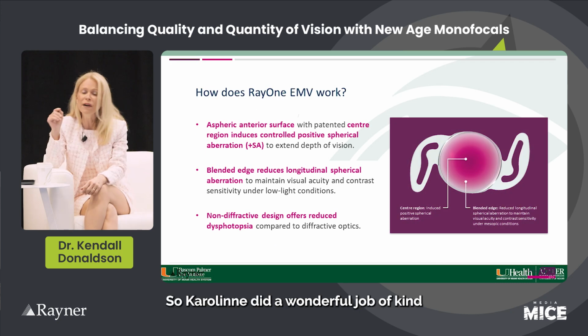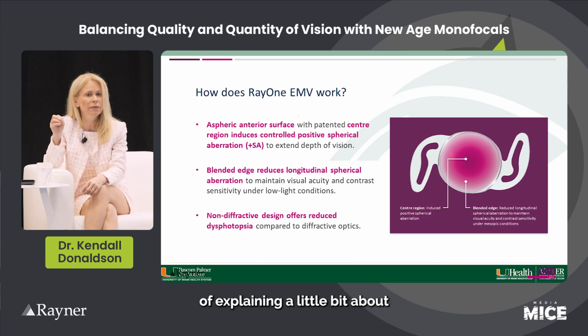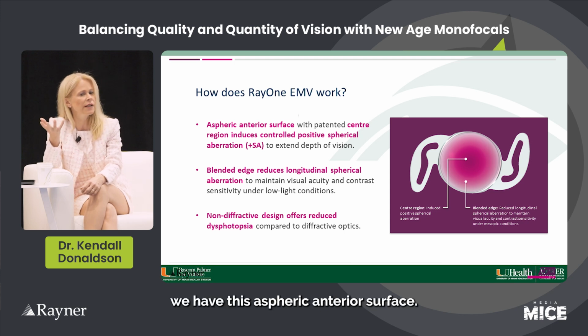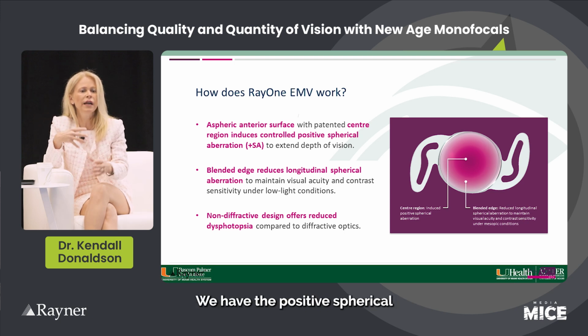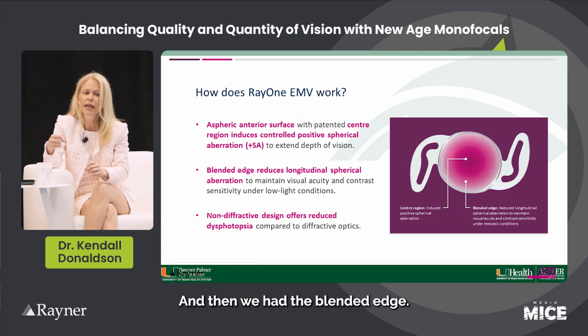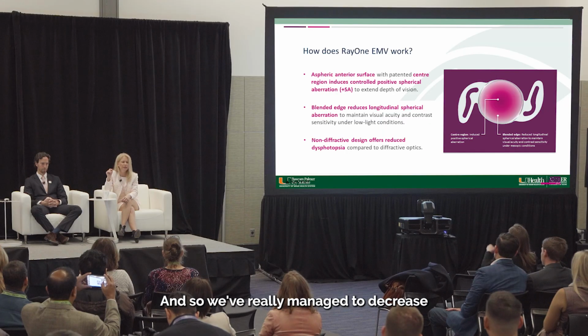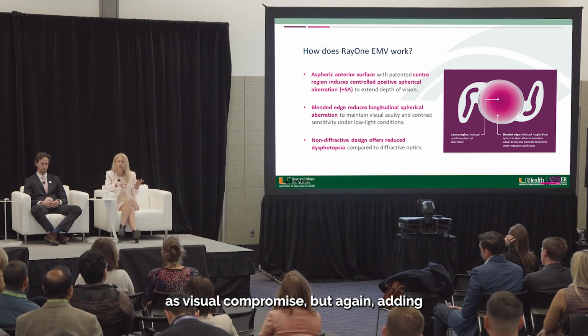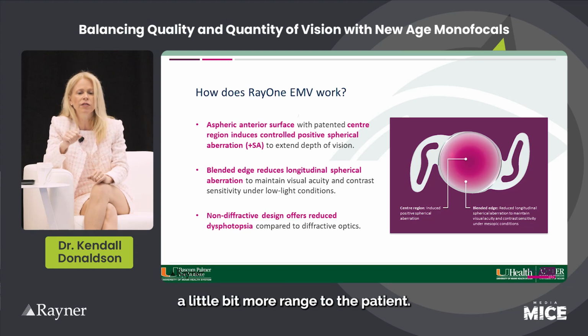So Carolini did a wonderful job of explaining a little bit about what was going on with this patient. But as she mentioned, we have this aspheric anterior surface. We have the positive spherical aberration, which is giving us a bit more range of vision. And then we have the blended edge. And so we've really managed to decrease dysphotopsias, taking the least risk as far as visual compromise, but again, adding a little bit more range to the patient.